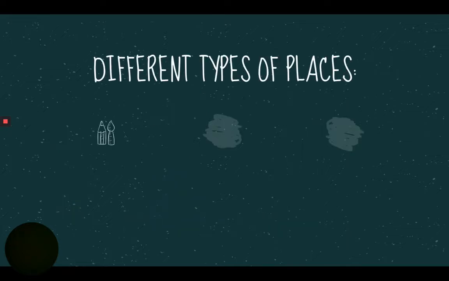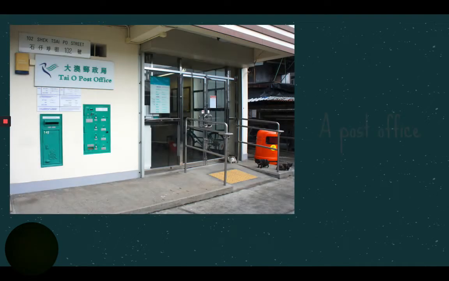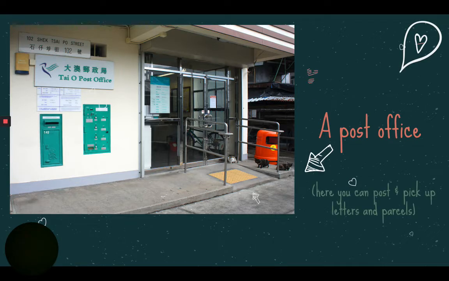Alright then, we learned about different types of places last week. There are places that we can find in the street, man-made things, as well as natural landscape. What are those? Let's take a look. Here, boys and girls, we have a post office. What can you do here? Well, you can pick up posts or you can post letters and parcels as well.